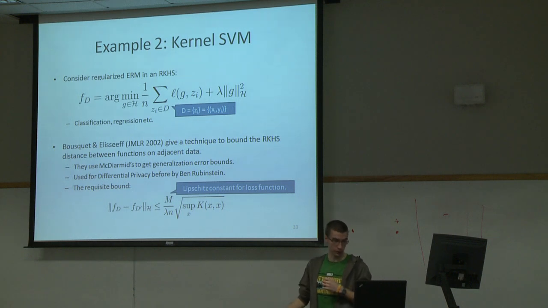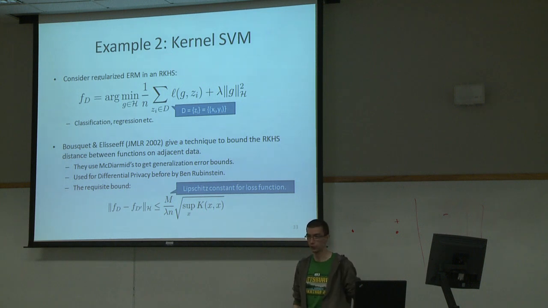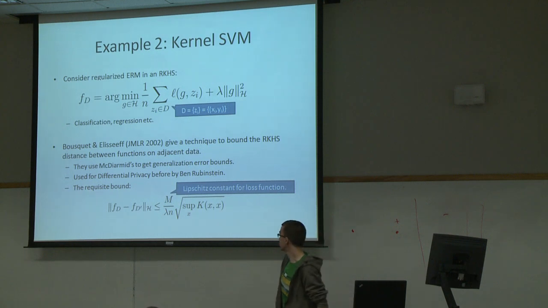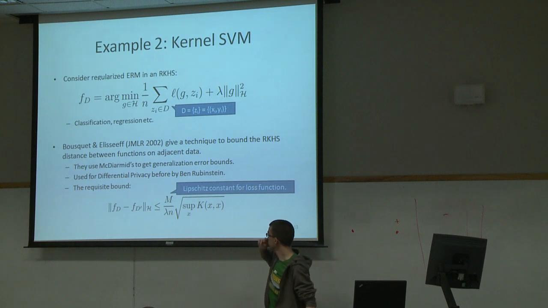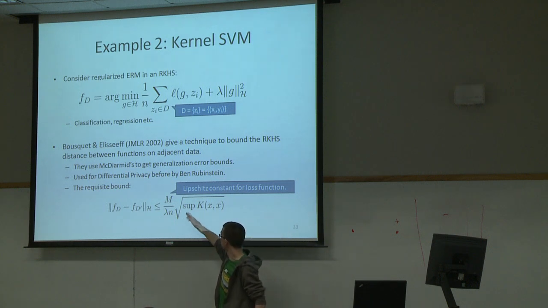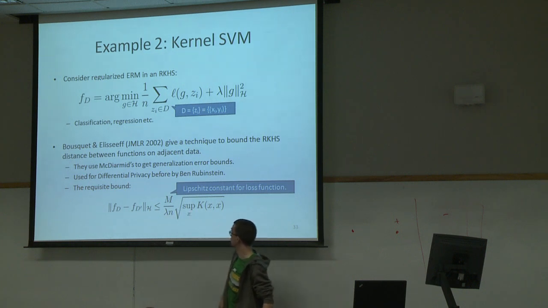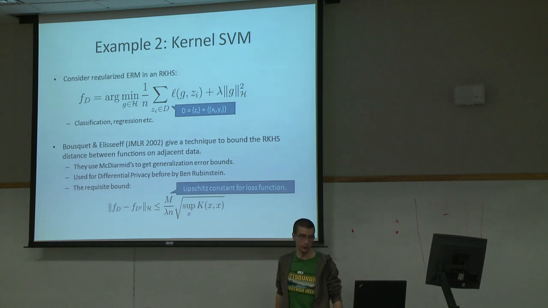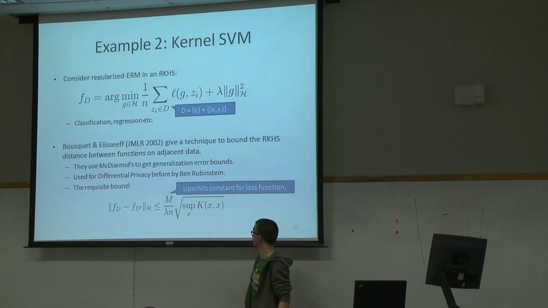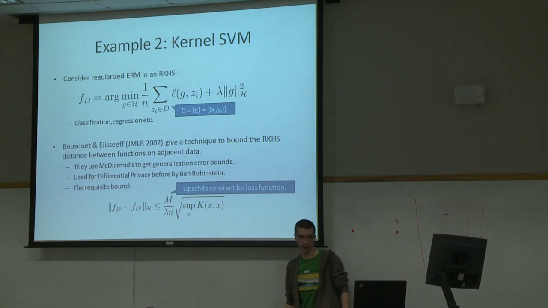Anyway, this was used in differential privacy once before by my friend Ben Rubinstein, but not for releasing functions or anything. He was just using it to get a handle on the sensitivity of his SVM, which was a linear SVM. Anyway, following through that mess, we get the bound that we needed. The difference is bounded above by a term which is like 1 over lambda n, right? Or M over lambda n, M being the Lipschitz constant of whatever the loss function is in the risk minimization. And this thing is just a constant usually, right? Depending on what the kernel is, it's probably 1 or something like that.